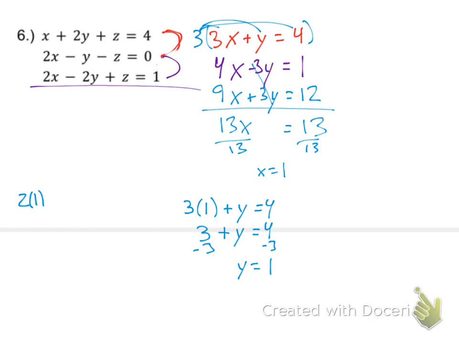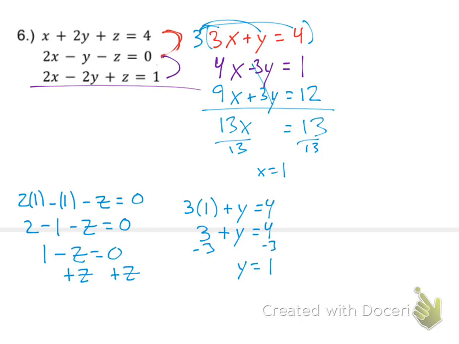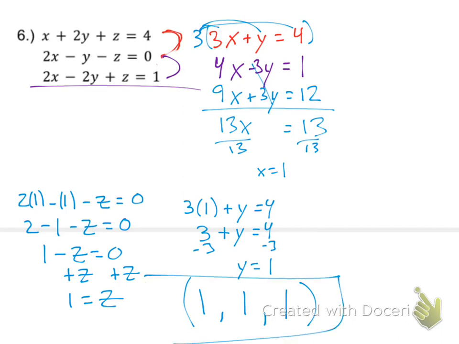So 2 times 1 minus 1 minus z equals 0. That's 2 minus 1 minus z equals 0. Or what's 2 minus 1? 1. So 1 minus z equals 0. Add z to both sides. Z equals 1. What's the point? 1, 1, 1. Yep. There it is. So it's 1, 1, 1.